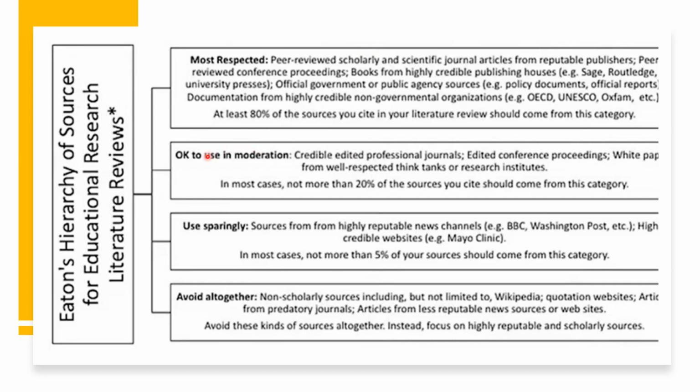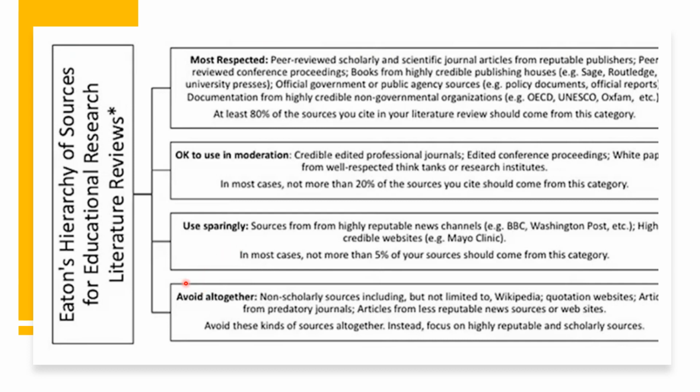Then we have another category wherein we are given a caution to use sparingly. These are sources from highly reputable news channels, like for example, BBC, Washington, or in local we have ABS-CBN, GMA, Bandera, all those. In most cases, not more than 5% of your sources should be coming from this category. It means that you use these sources sparingly in your literature review.